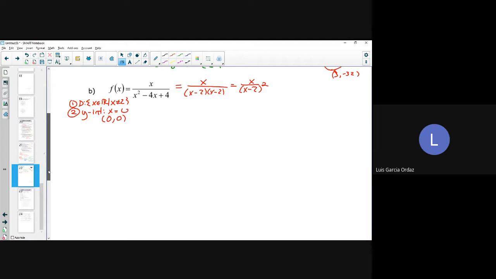Now I need to find my x-intercept. When y is equal to 0, I get 0 is equal to x over (x minus 2) squared. Cross multiply, I get 0 is equal to x, which means my x-intercept is also my y-intercept, okay? Which is why it passes through the origin. And now 3, I need to figure out my vertical asymptote based off my denominator. So what is my vertical asymptote?